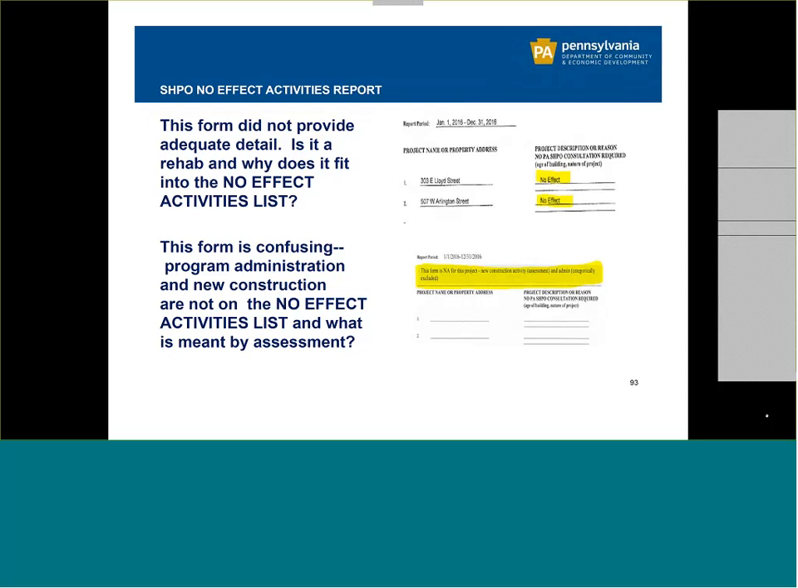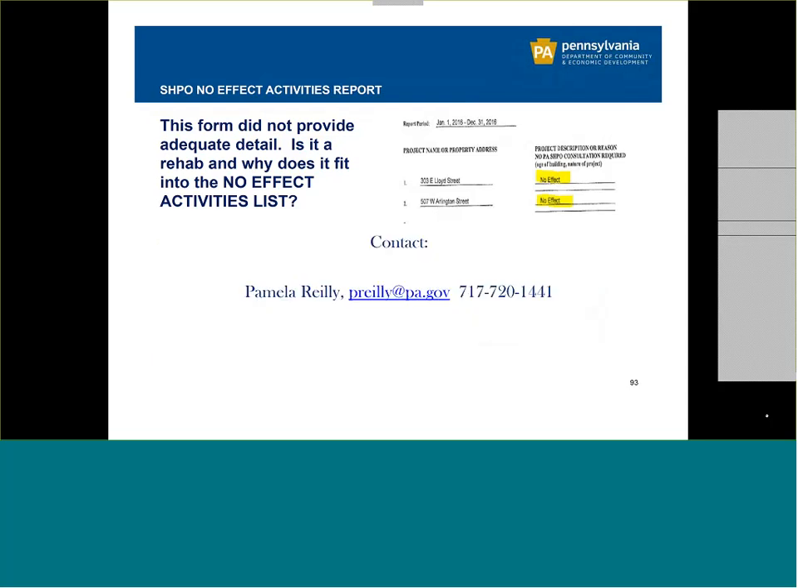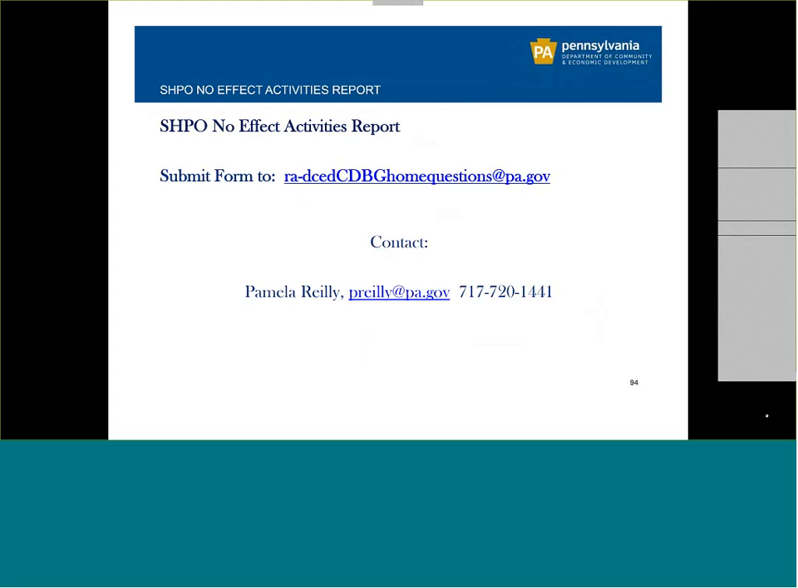But really, what the form is intended to capture is projects that did not require SHPO review because of the no-effect list. And there's all sorts of things that don't require SHPO review: the CDBG admin or HUD HOME admin, or even the idea of contracting an engineer to do a study. It's not necessary that you tell me about that either, because you're not physically affecting anything. So I hope that makes it clear. If you have any questions, I'd be happy to answer them now or later via email.